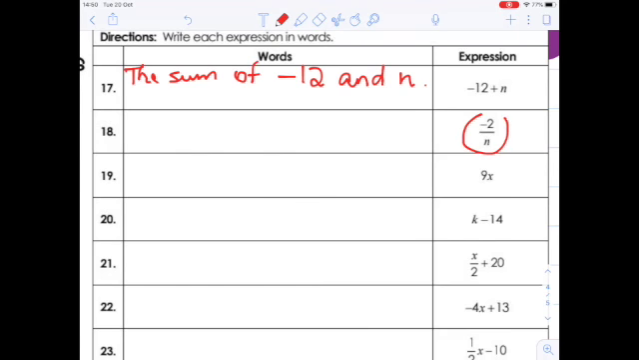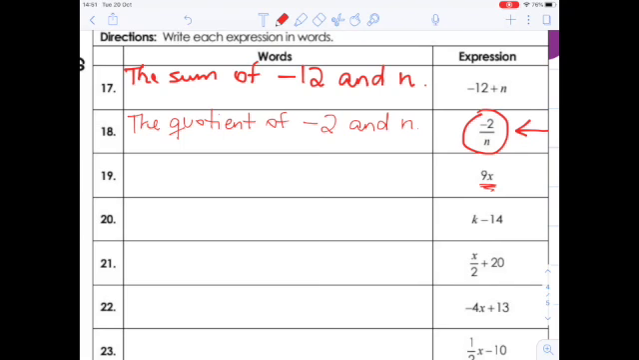Number 18, I have negative 2 divided by n. I have to choose a word to represent this. I would choose the word quotient because it's the best word in terms of how well it expresses the division. So I would say the quotient of negative 2 and n.